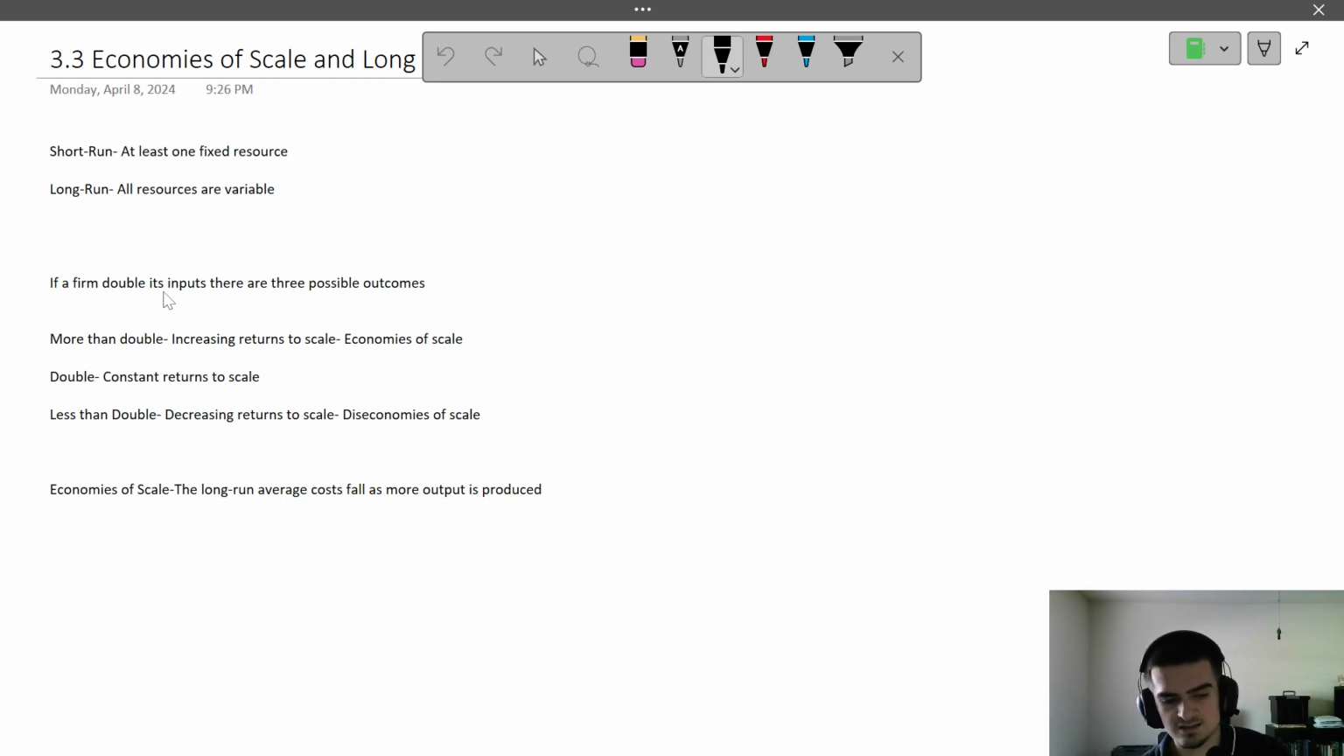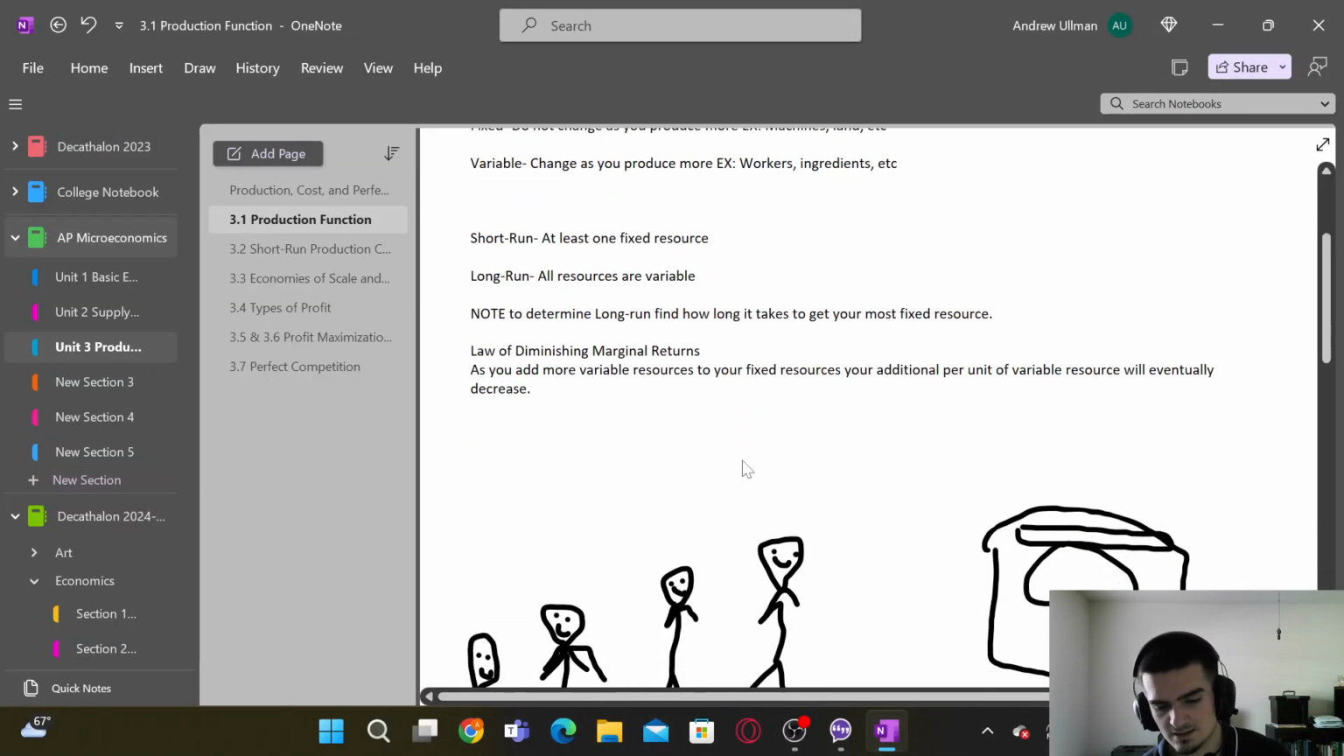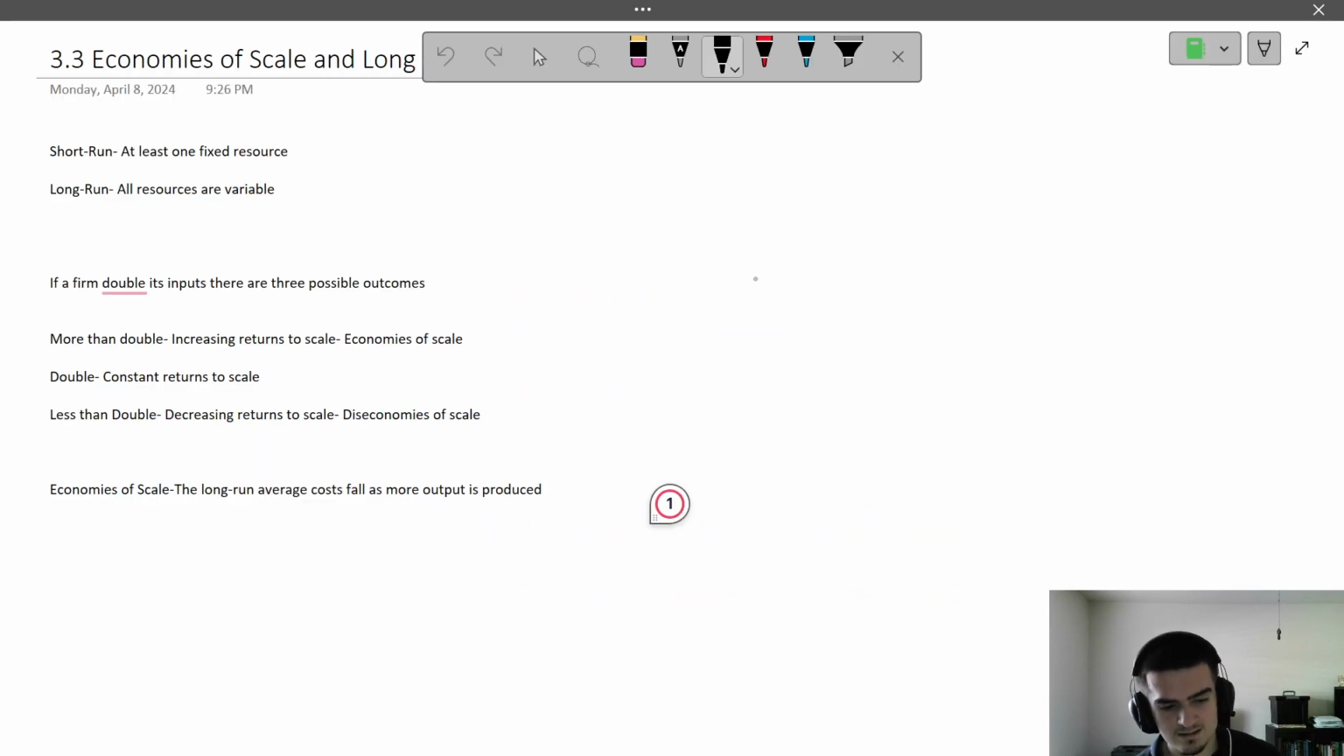So in the long run, the bigger something is, the more it returns. And in the short run, it's the opposite, diminishing marginal returns. But in the long run, the more there is, the increasing returns to scale, aka economies of scale. If you double your inputs and you get double your outcomes, you have constant returns to scale. If you have less than double, you have decreasing returns to scale and diseconomies of scale.